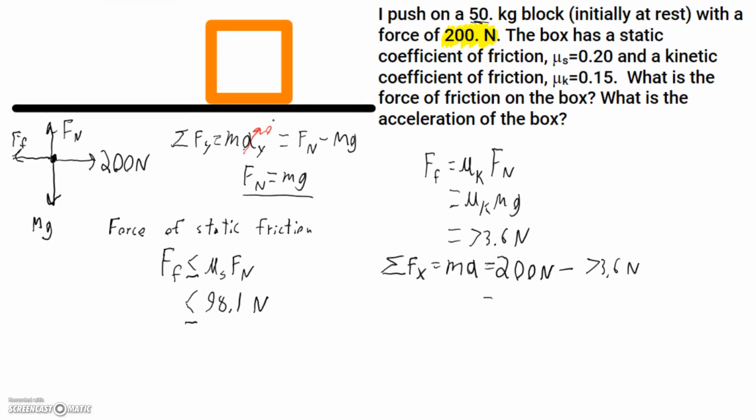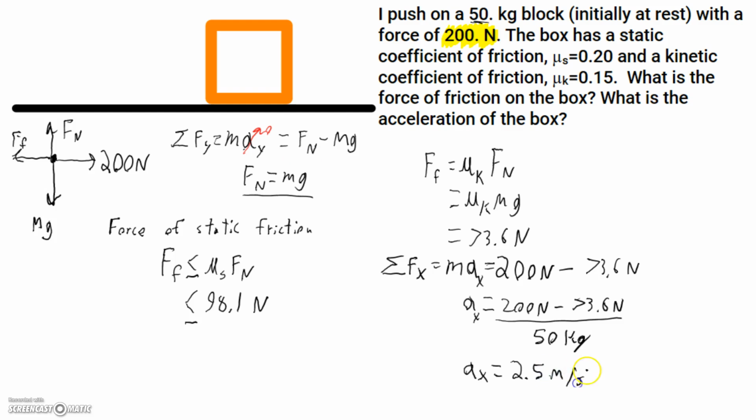We can say acceleration in the x direction is equal to 200 newtons minus 73.6 newtons divided by 50 kilograms. And we get that the acceleration in the x direction is 2.5 meters per second squared.